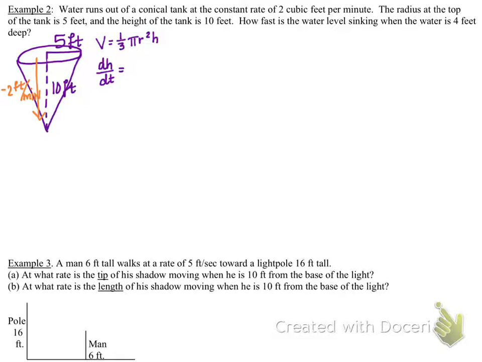So dh/dt is -2 feet per... negative crap. That's wrong. dV/dt. I don't know what I was thinking. That's the wrong drawing altogether, Marty. Let me see if I can erase it. I don't know if I can. I can't. I'm gonna mess up everything, aren't I?